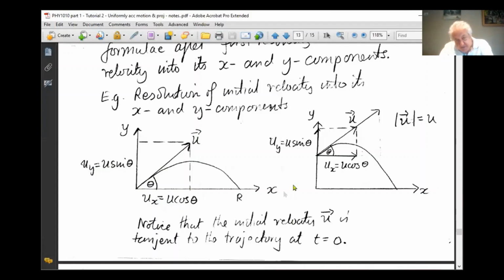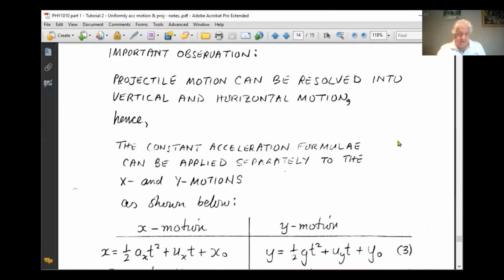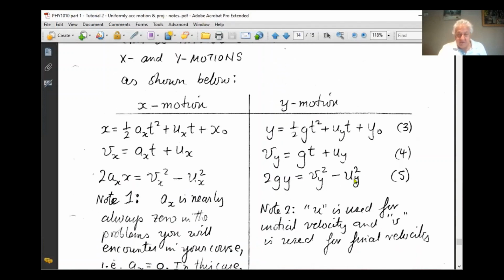Again, we can have this possibility or this possibility. Either way, you always begin by resolving your initial velocity into its horizontal and vertical components. Now, this is the important observation made by Newton in his famous book, Mathematica Principia. Important observations. Projectile motion can be resolved into vertical and horizontal motion. Hence, the constant acceleration formulae can be applied separately to the x and y motions. And we've shown this below.